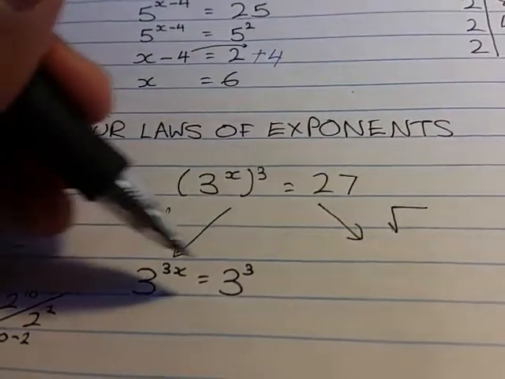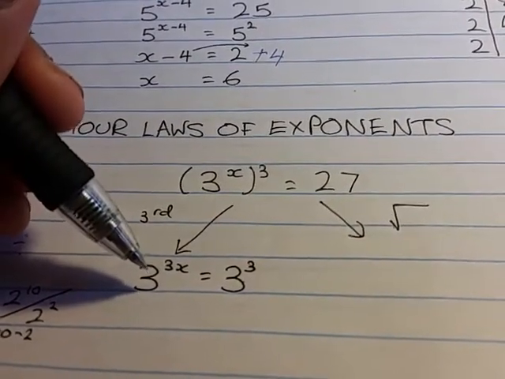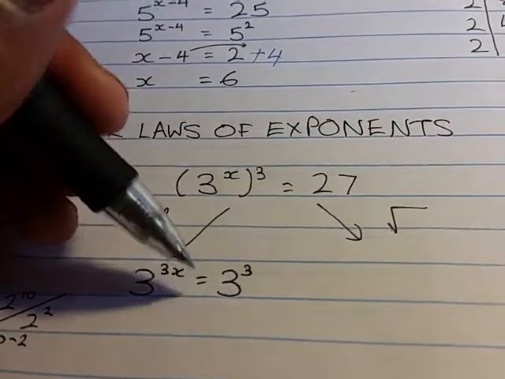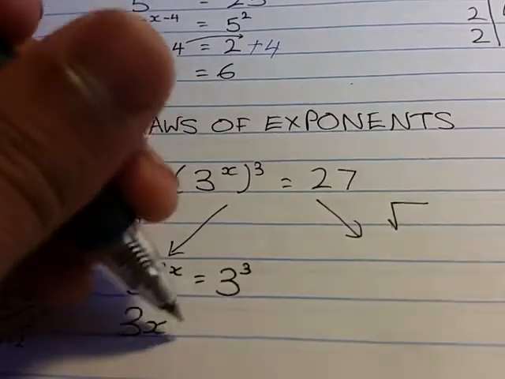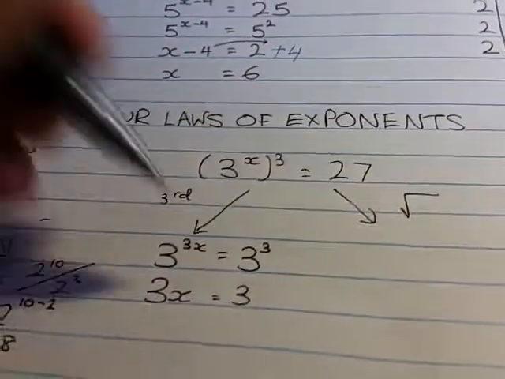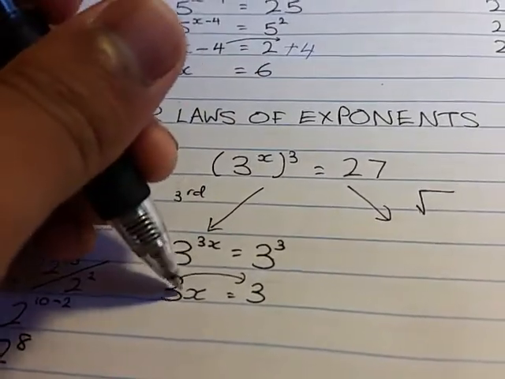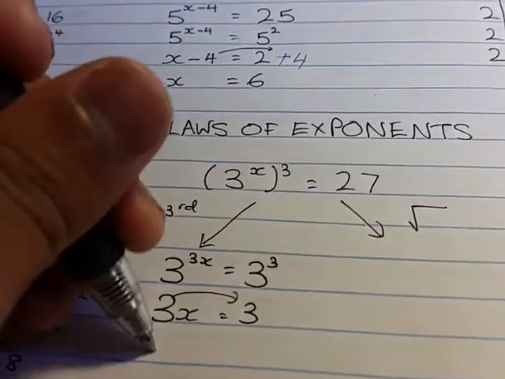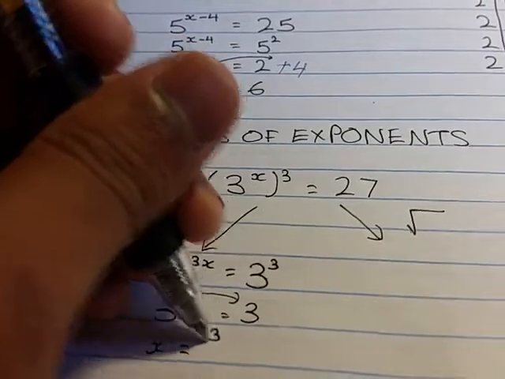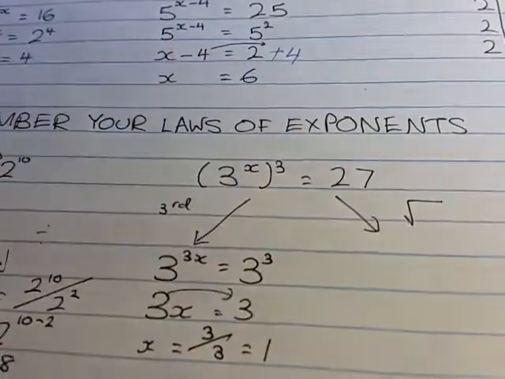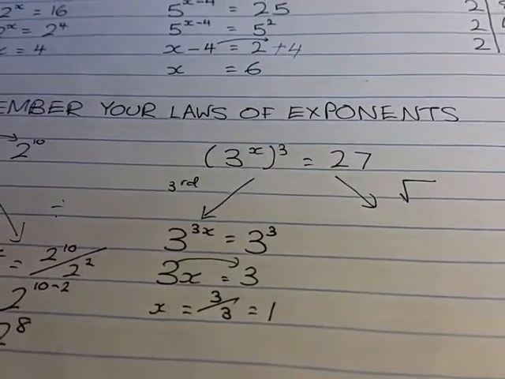Now I've got them the same base, and I've got them equal, so that means 3x equals 3. Take that 3 over. It was multiplying on this side, so it's going to be dividing on the other side. x equals 3 divided by 3, which equals 1.